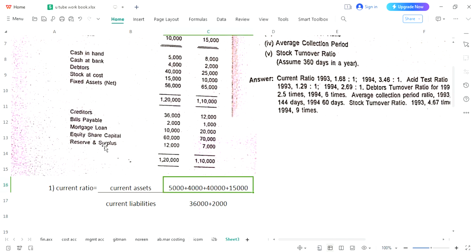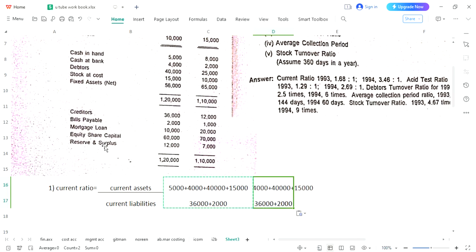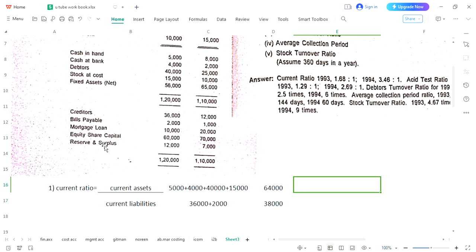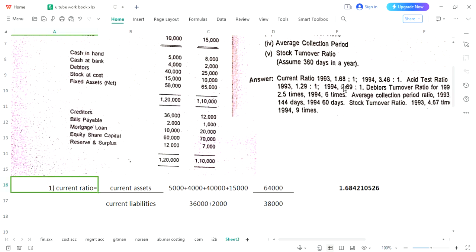It's now time to sum up all current assets and current liabilities. Here we will take the sum of current asset and we have got the total. And next we will see the sum of current liabilities and we have got that total. Now finally we will calculate the answer by dividing current assets by current liabilities. So we have got our answer 1.68 is current ratio. And as you can see in our answer it is 1.68. So we have completed current ratio.